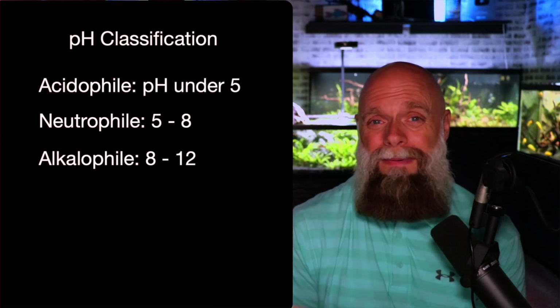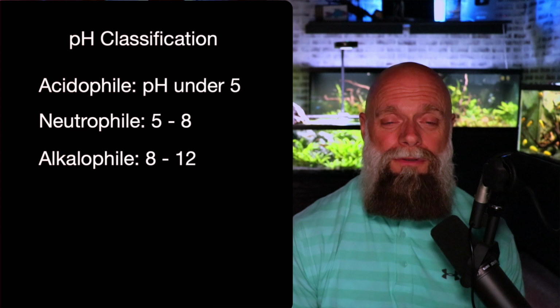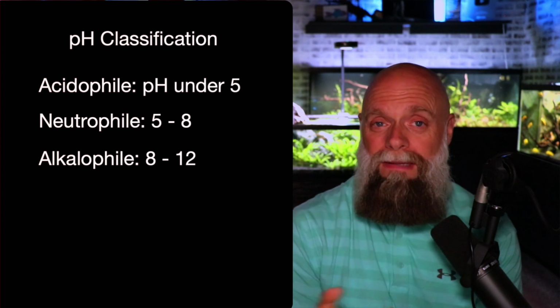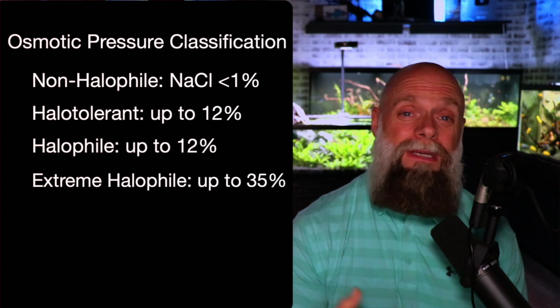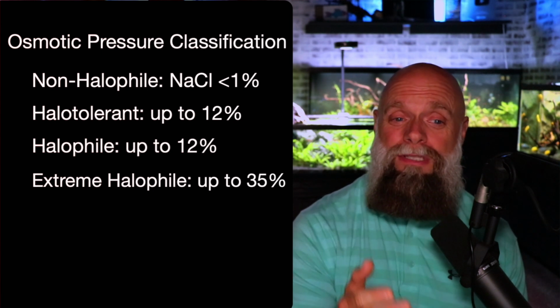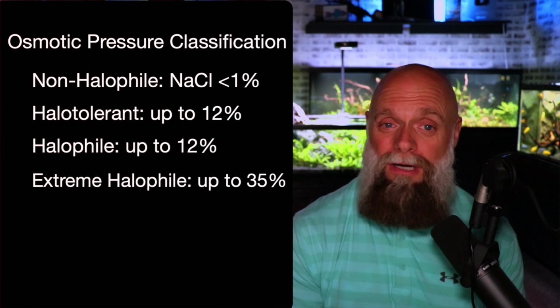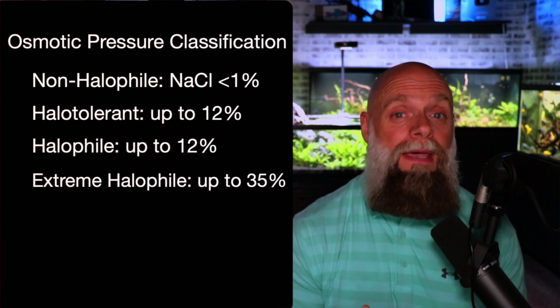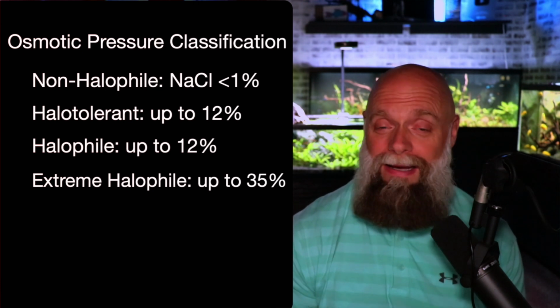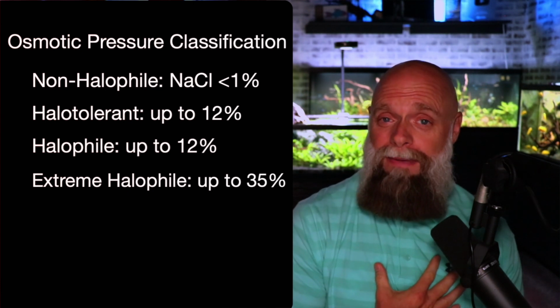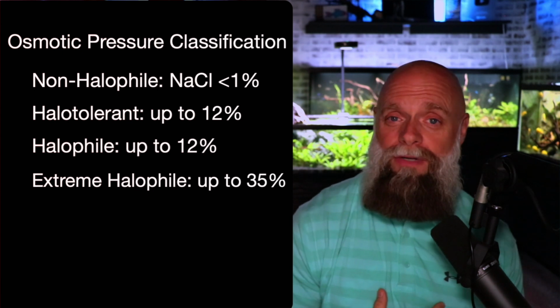Once you get too far beyond 12, they really struggle to grow, but these are going to be microbes that like those higher pHs. Next way that we classify microbes is based on salt concentration. You see that halo right there. Halo means salt, so halophile would be salt-loving. Now, there are non-halophiles. These are organisms that don't like high salt concentrations. We're a non-halophile, by the way, so we don't want high salt concentrations either.